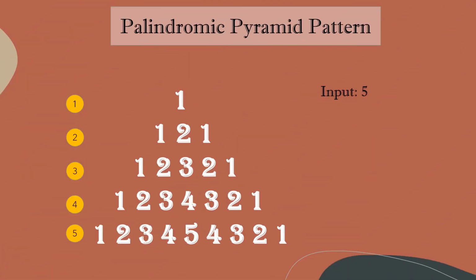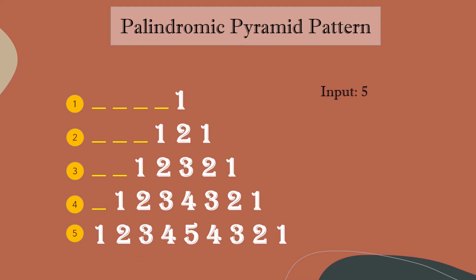Next we have palindromic pyramid pattern. So the number whose reverse is the same as the original number is termed a palindrome. For example, the number 121 is a palindrome because its reverse is 121, which is equal to the original number. So here we have to print the pyramid of palindromes and the number of elements in each row increases as we go down. Now if we observe this pattern, we can see that it has 3 parts.